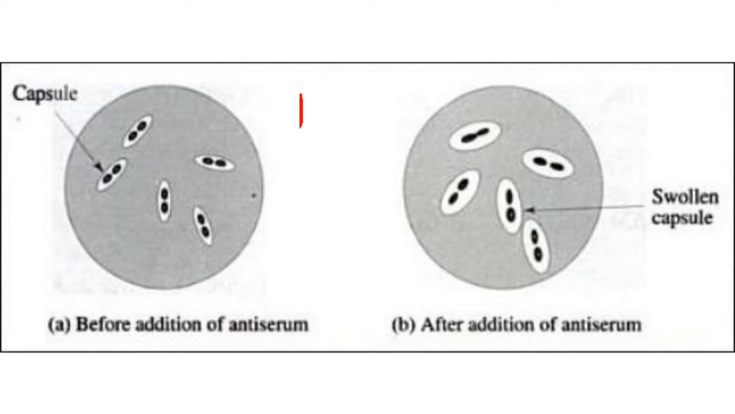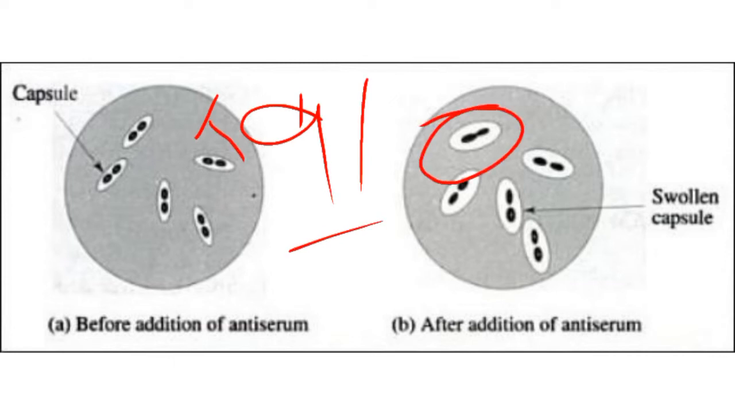So the sugar components of this capsule vary from species to species of strep pneumonia. There are 91 serological types of strep pneumonia, and hence 91 types of capsule. And hence each capsule has a specific antibody. If this homologous antibody binds to this capsule, the capsule will swell, and this is called the quellung reaction. With the help of specific antibody, we can identify the specific strain or specific species of that strep pneumonia.